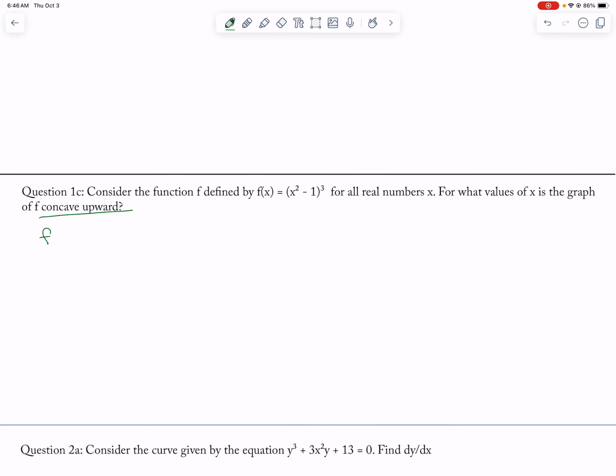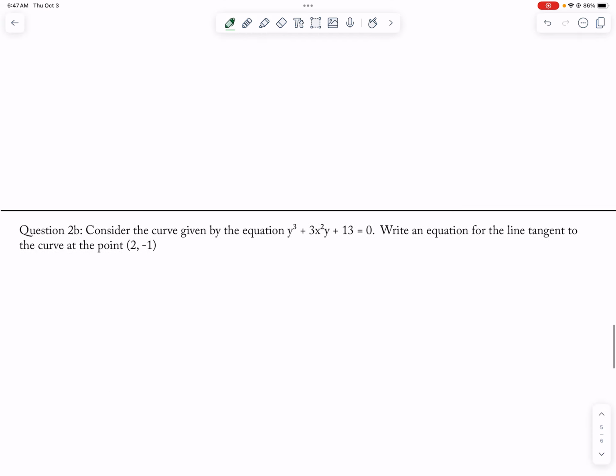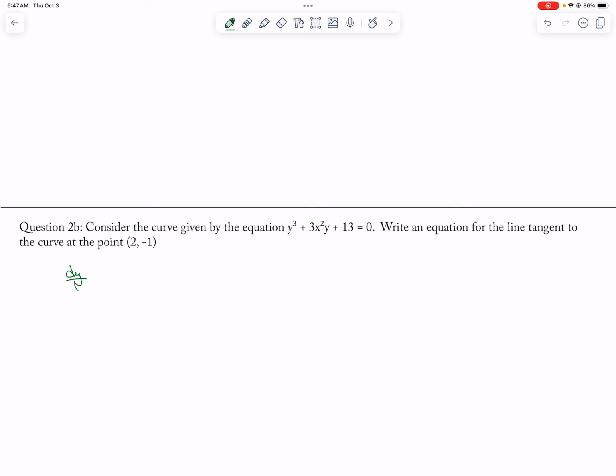Concave up, so I want a derivative. I want a second derivative, and then I want the second derivative equal to 0, and then I want the chart with f double prime. Here I want implicit differentiation. Oh my gosh, I cannot write. Then I want dy/dx evaluated at (2, -1). And then I want point-slope form with this coordinate point. And there.